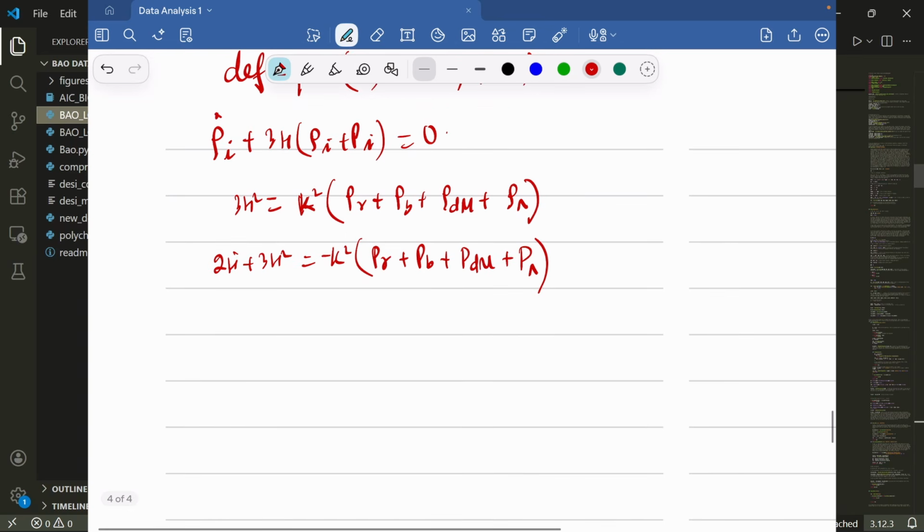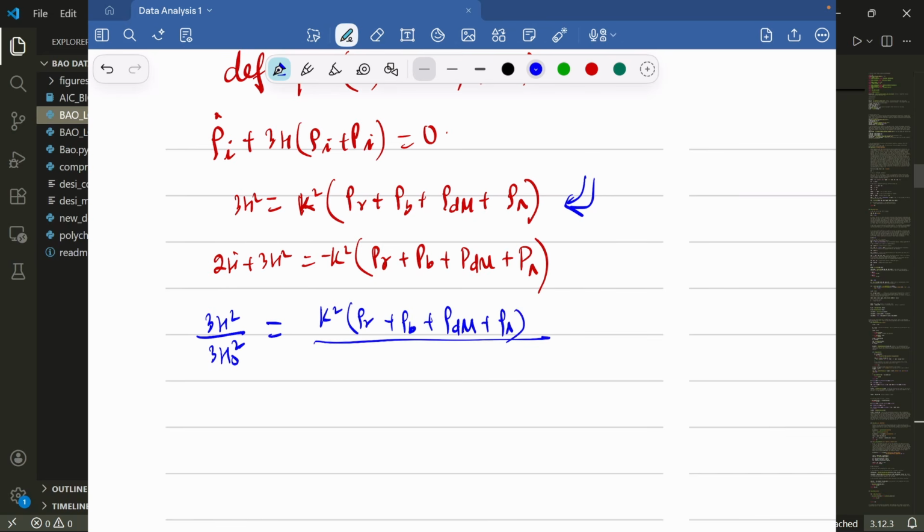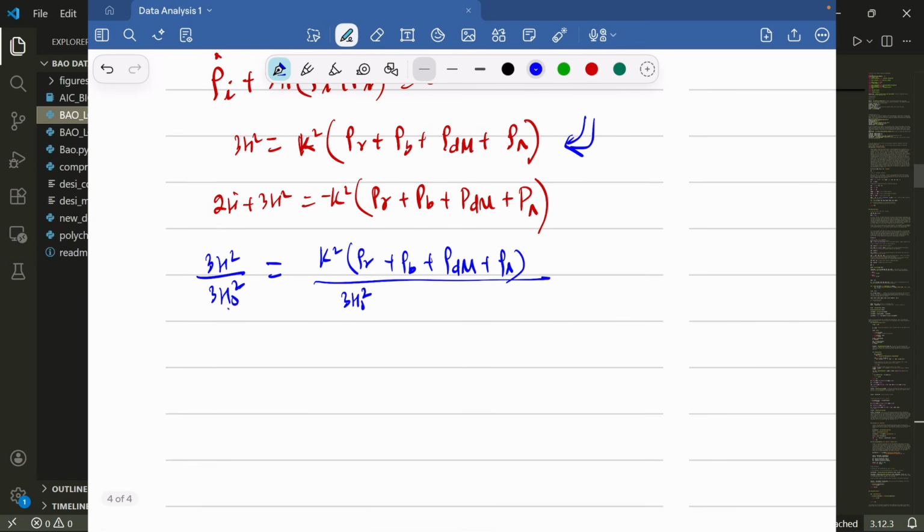How can we do it? There is a standard way to do it, but what I have done, in an interesting way, is to divide everything by a constant. 3H0² becomes κ² times (ρ_r, ρ_b, ρ_dm, ρ_Λ) over 3H0². Now what is the advantage? H0 is the same quantity, so it cancels. So I've defined h as H over H0, which becomes a dimensionless quantity. Now κ² has mass to the power minus 2, so this becomes mass squared, and this becomes mass to the power 4.